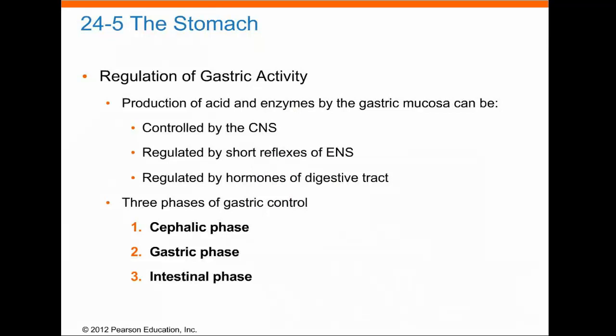The regulation of gastric activity is controlled by the central nervous system, and it's regulated by short reflexes. Regulation of hormones by the digestive tract and gastric activity has 3 phases. So we've got the cephalic phase, the gastric phase, and the intestinal phase.